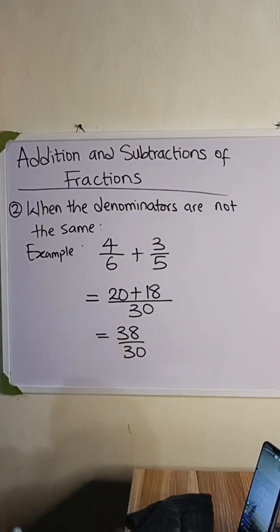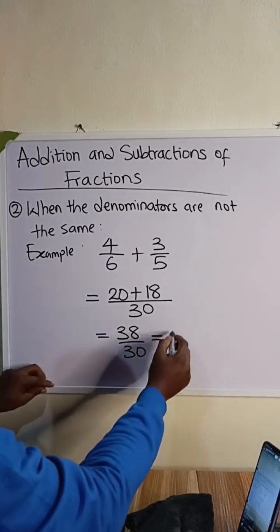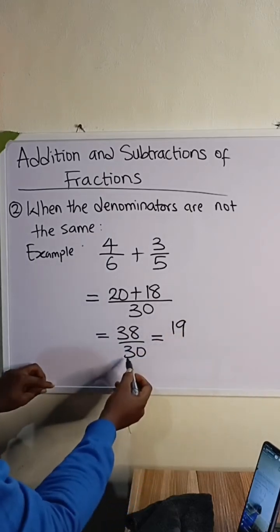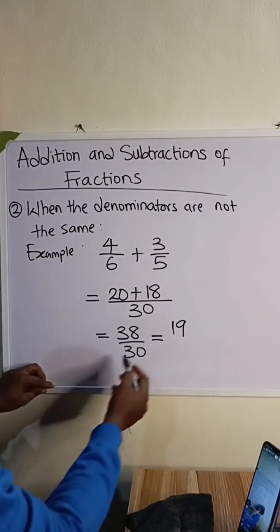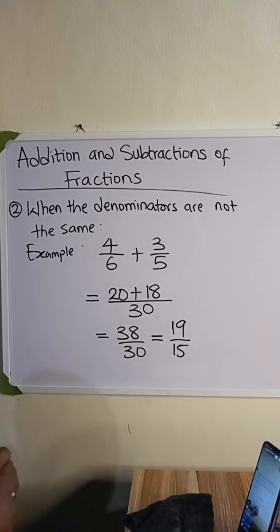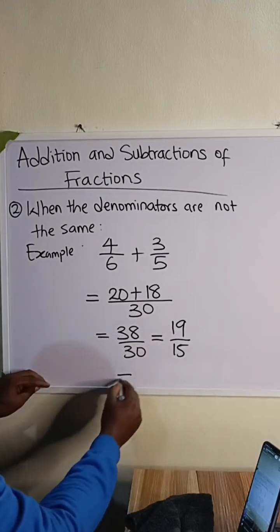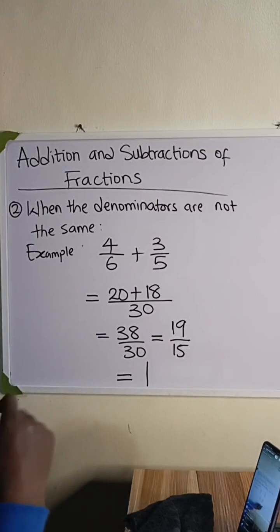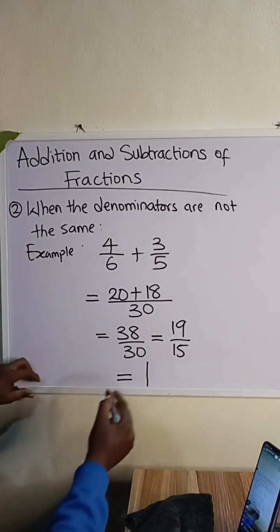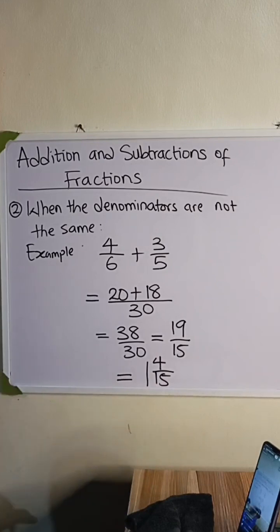What can divide both 38 and 30? The answer is 2. So 38 divided by 2 will give you 19. 30 divided by 2 is going to give you 15. But this is an improper fraction. Therefore, we have to convert it to a mixed fraction. So how many 15 do we have in 19? The answer is 1. And then when you remove 15 from 19, you're going to have 4 left over 15. So that becomes the final answer.